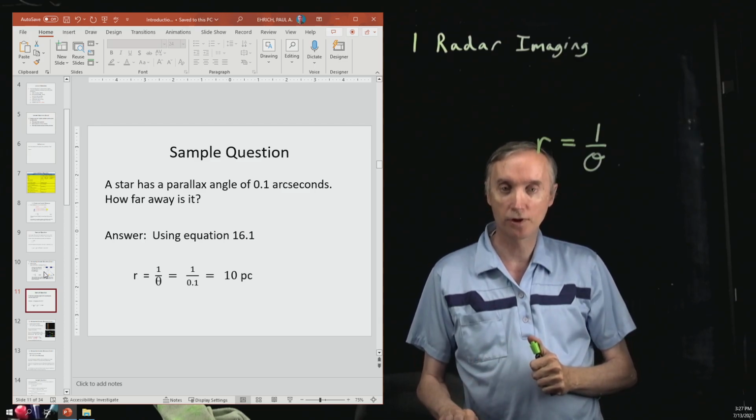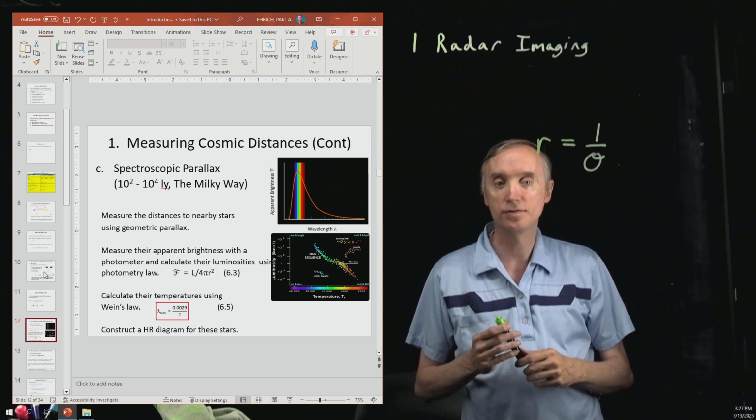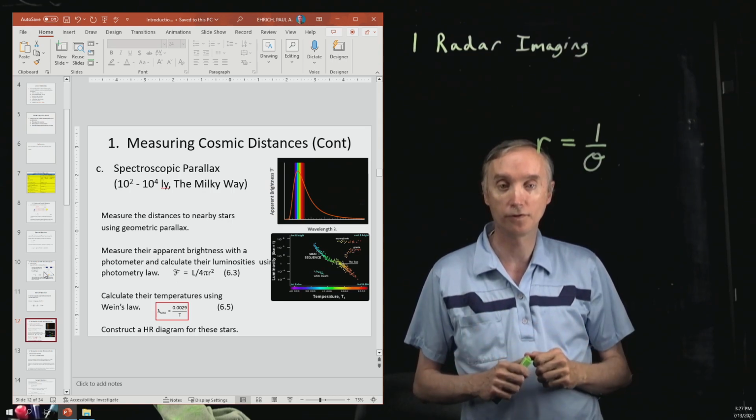All right, we're going to take a break, and when we come back, we are going to measure distances to objects that are even further away.